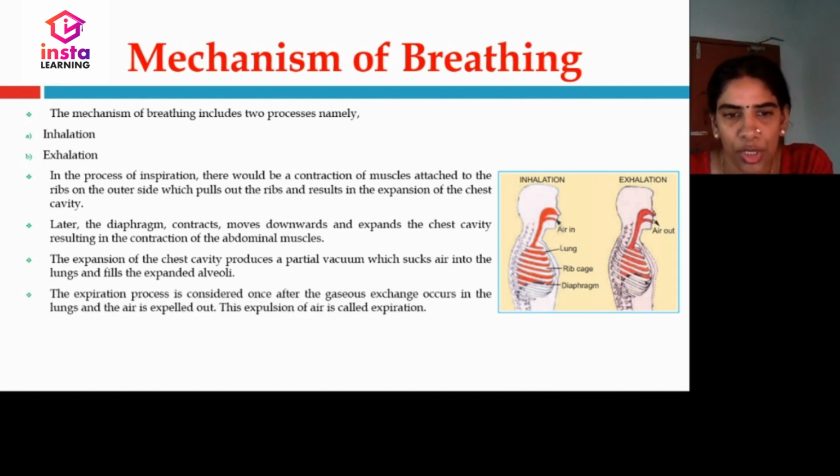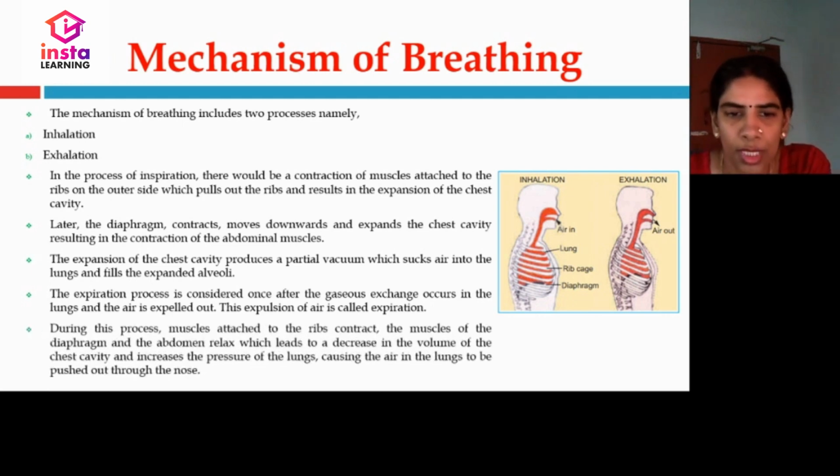During expiration, after the gaseous exchange has taken place in the lungs, the air is expelled out. This expulsion of air, that is carbon dioxide, we call expiration. During this process, muscles attached to the ribs relax and the muscles of the diaphragm and abdomen relax. This decreases the volume of the chest cavity and increases the pressure on the lungs. So, air in the lungs is pushed out through the nose.